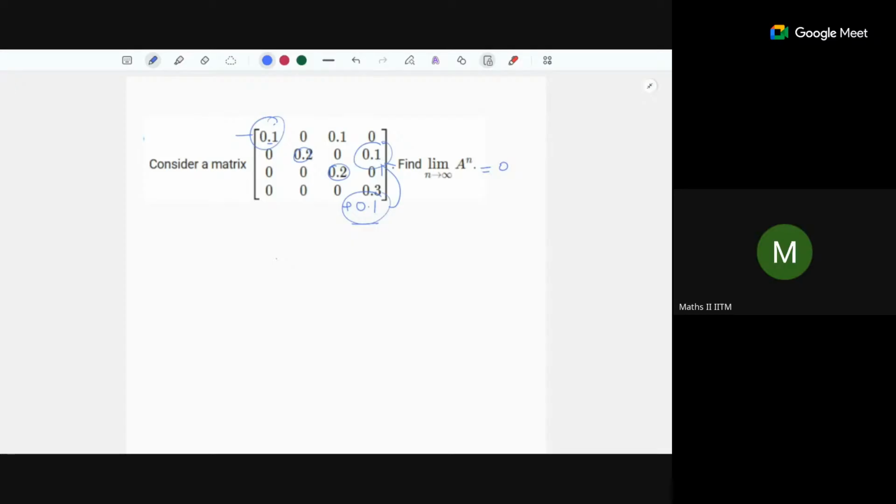You need to calculate the inverses, sorry, you need to calculate the square, you need to calculate the power, and then you need to find out the pattern. That is what I was thinking. Okay, so it is not diagonalizable. That is clear, right? This matrix is not diagonalizable if you try to do it.